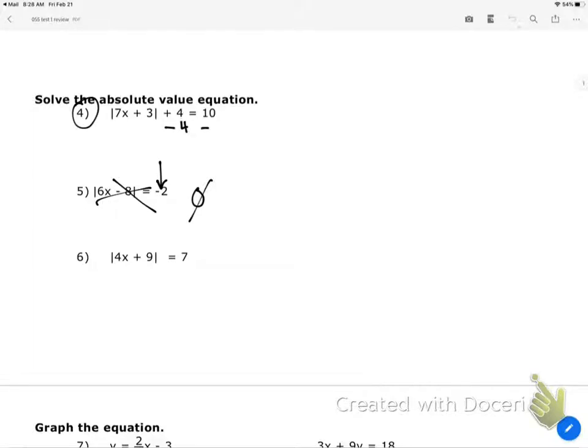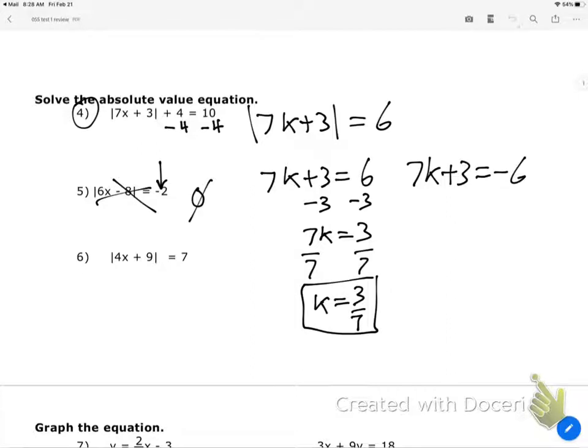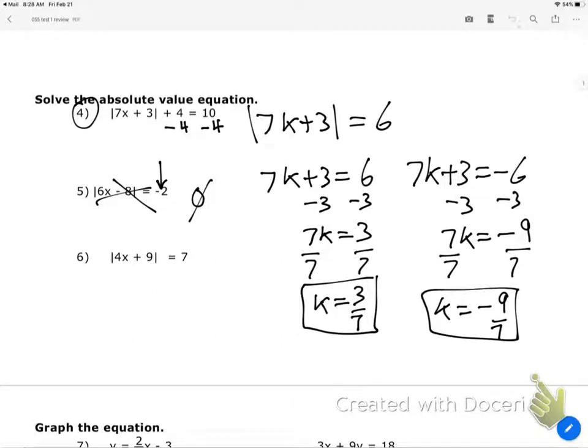You're going to take away 4 from both sides first. So the absolute value of 7k plus 3 equals 6, because I took away 4. Now do the two rules. 7k plus 3 equals 6 and 7k plus 3 equals negative 6, one plus, one minus. So we're going to take away 3. 7k equals 3, because 6 take away 3 is 3. Divide by 7, k equals 3/7, and that is one answer. Same for here. Take away 3, but this time 7k equals negative 9, negative 6, negative 3. Divide by 7 again, k equals negative 9/7, and those are your two answers.